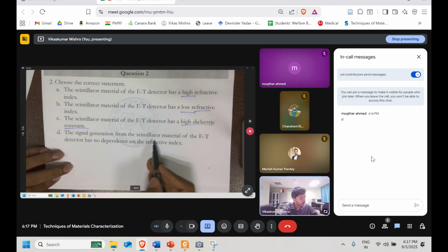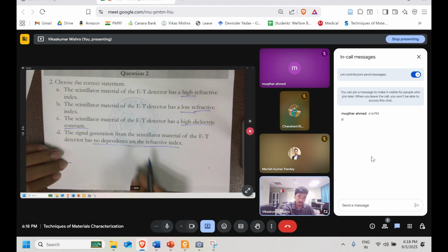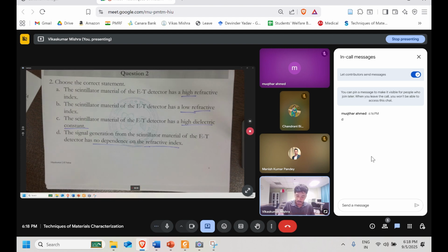The signal generation from the scintillator material of the ET detector has no dependence on the refractive index. No dependence. What do you think? What will be the right answer? So we are talking about the scintillator.